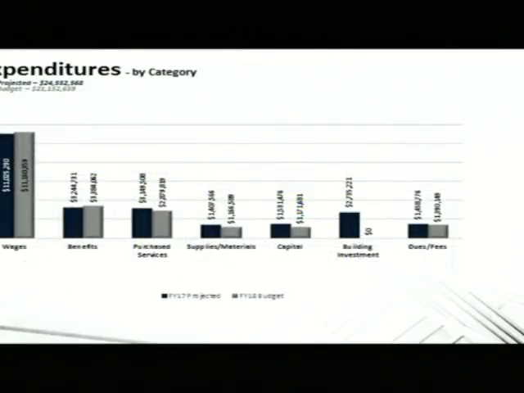On the expenditure side, again, not a lot of changes. Overall, a little bit of an uptick budget to budget on our wages, a decline in our full-time salaries, but an increase in our adjunct. So it's just getting the right resources to the right area in terms of our instructional programs and our operational needs.